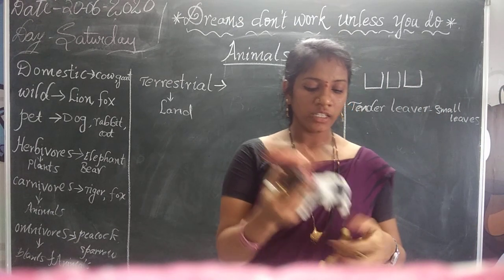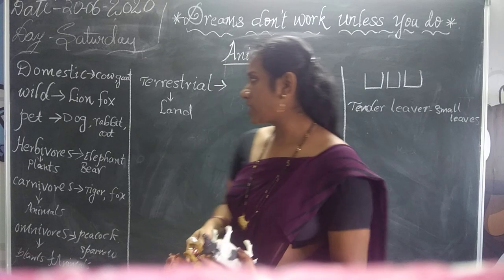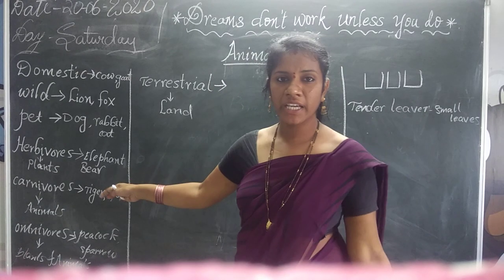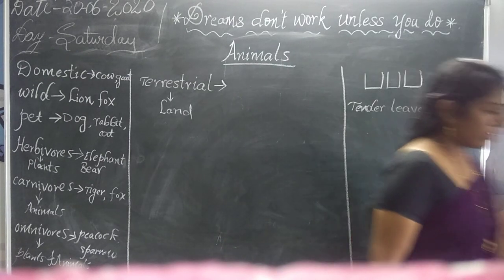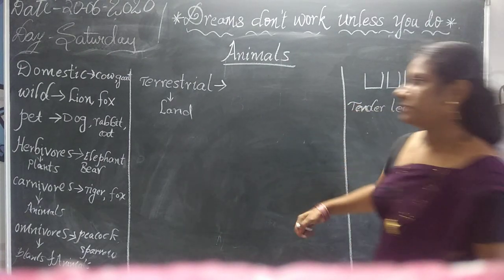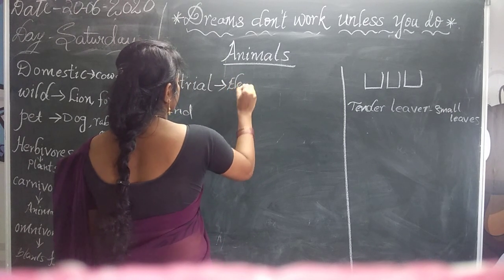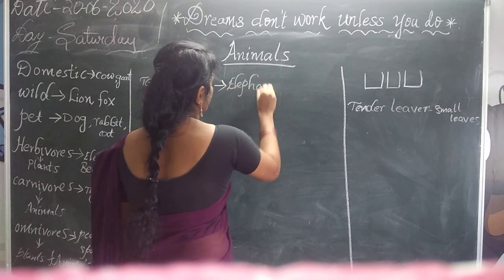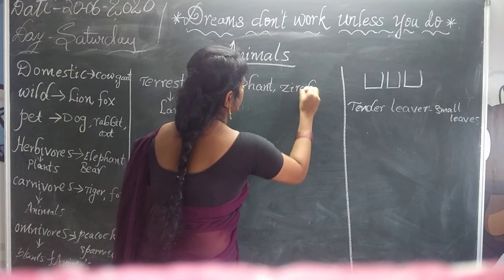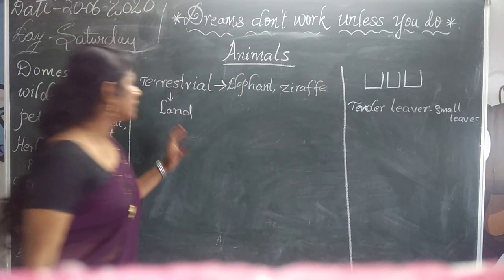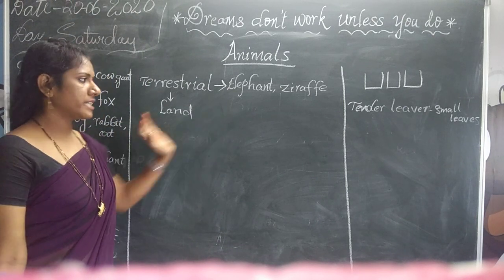Horse and cow and dog. These animals, they can live on land. Some animals, also elephants and bears, can only live on land. The type of animals we can call terrestrial animals. You can write elephant, giraffe. The animals that can live on land, the type of animals we can call terrestrial animals.